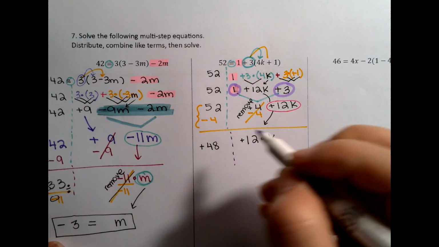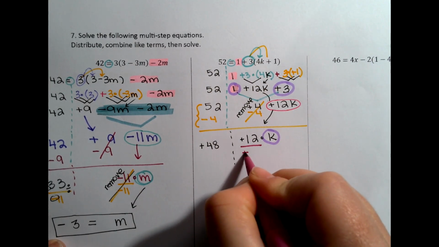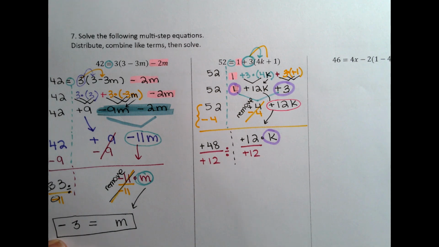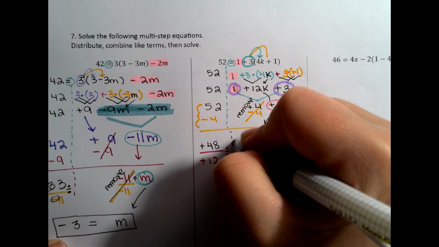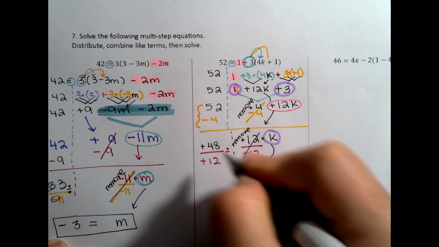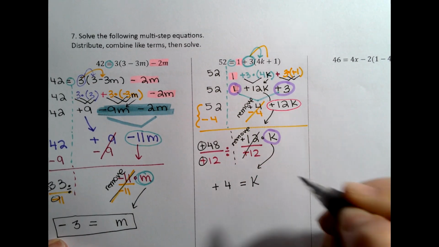Again, what are we doing? We are trying to get k by itself. How do we get k by itself? By dividing a positive 12. Now, on one side, our goal is to divide. However, on the other side, our goal is to remove. We are removing this positive 12, leaving k by itself. Same or different? Same. Both of them are positive. 12 and 48 gives me 4.